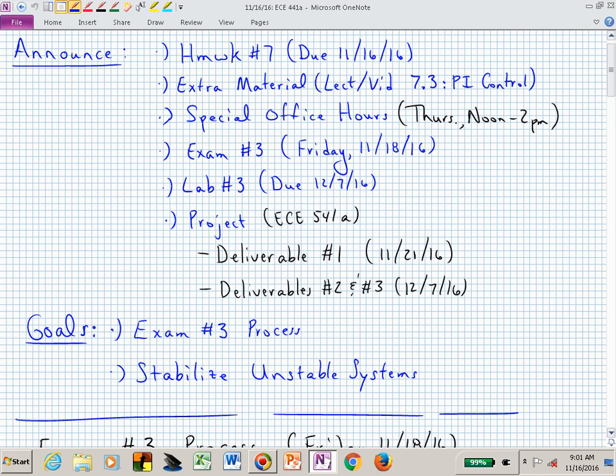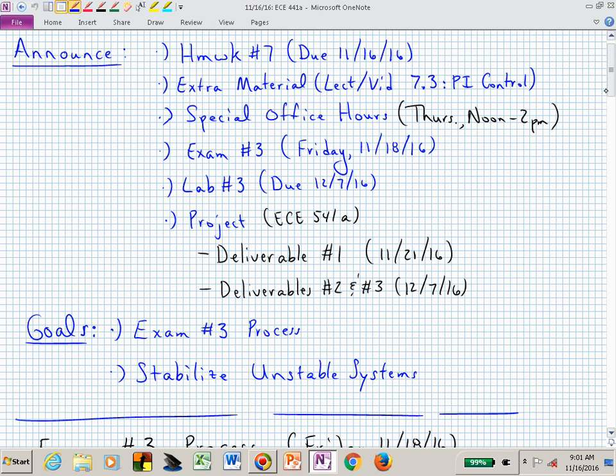Lab number 3 is playing with phase lead and PID controllers, and you'll need to know how to design those. You won't necessarily have to execute lab number 3 or perform lab number 3, but you'll want to be comfortable applying phase lead and PID controllers to a particular system.